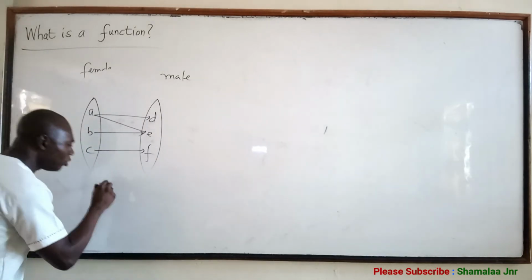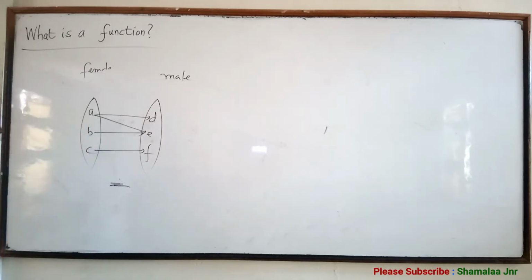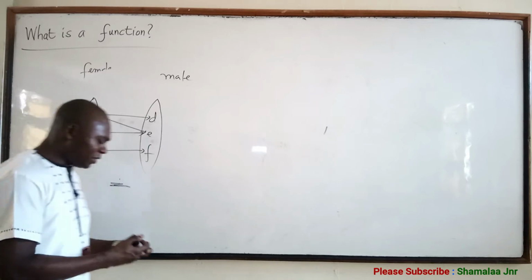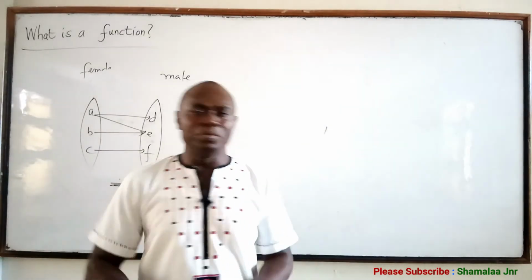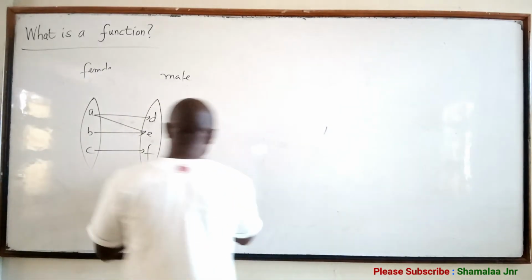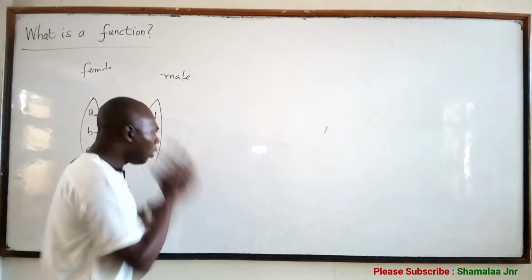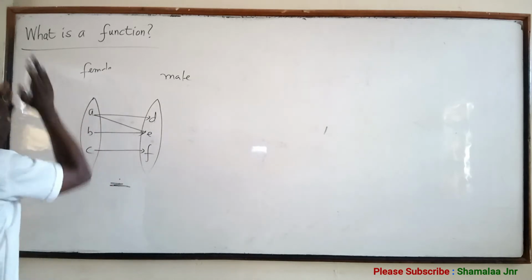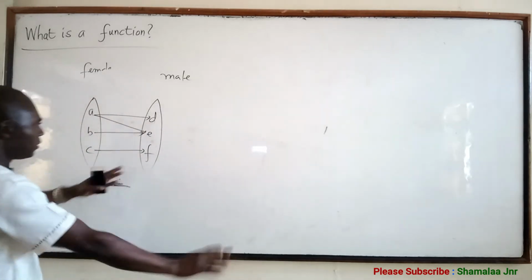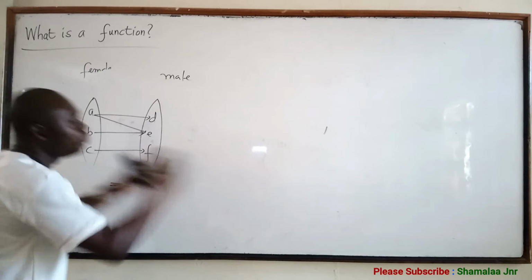So this is not a function. This one is not a function. Are you seeing it? This one is not a function. So what this means is that for a relation to be a function, it should be 1 to 1, or many to 1. But you cannot have 1 to many.